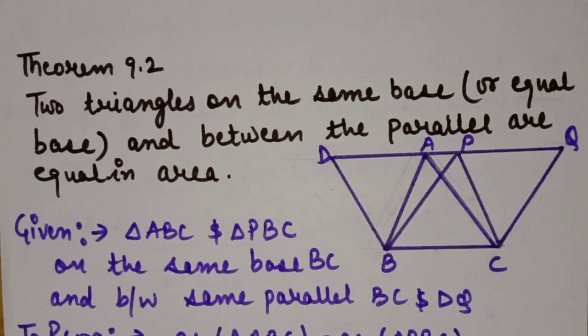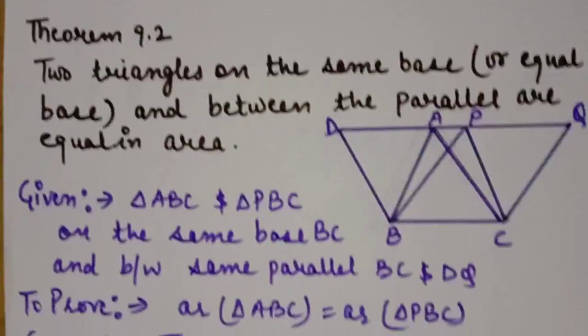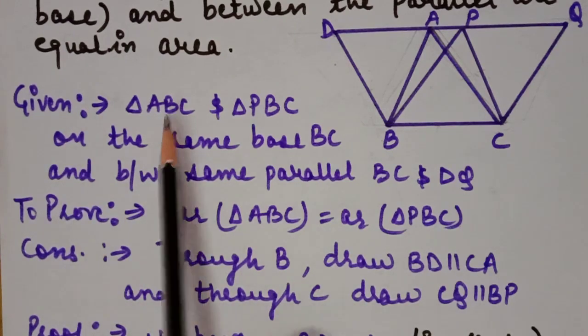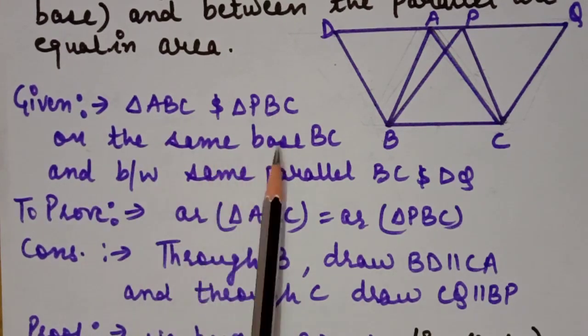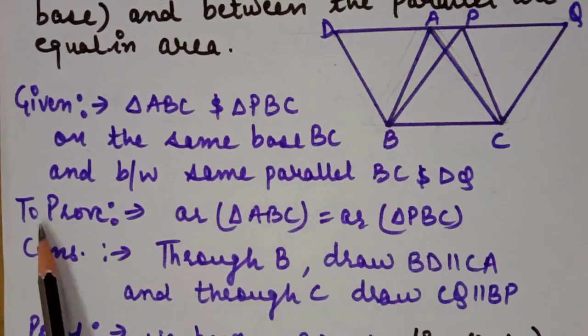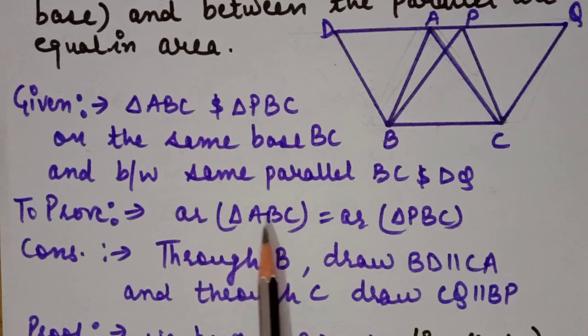So let me start the theorem. What is given? What is to prove? So students, given: triangle ABC and triangle PBC are on the same base BC and between the same parallels BC and DQ. To prove: area of triangle ABC is equal to area of triangle PBC. We have to prove it. Construction: through B, draw BD parallel to CA, and through C, draw CQ parallel to BP. I already explained both of these to you.